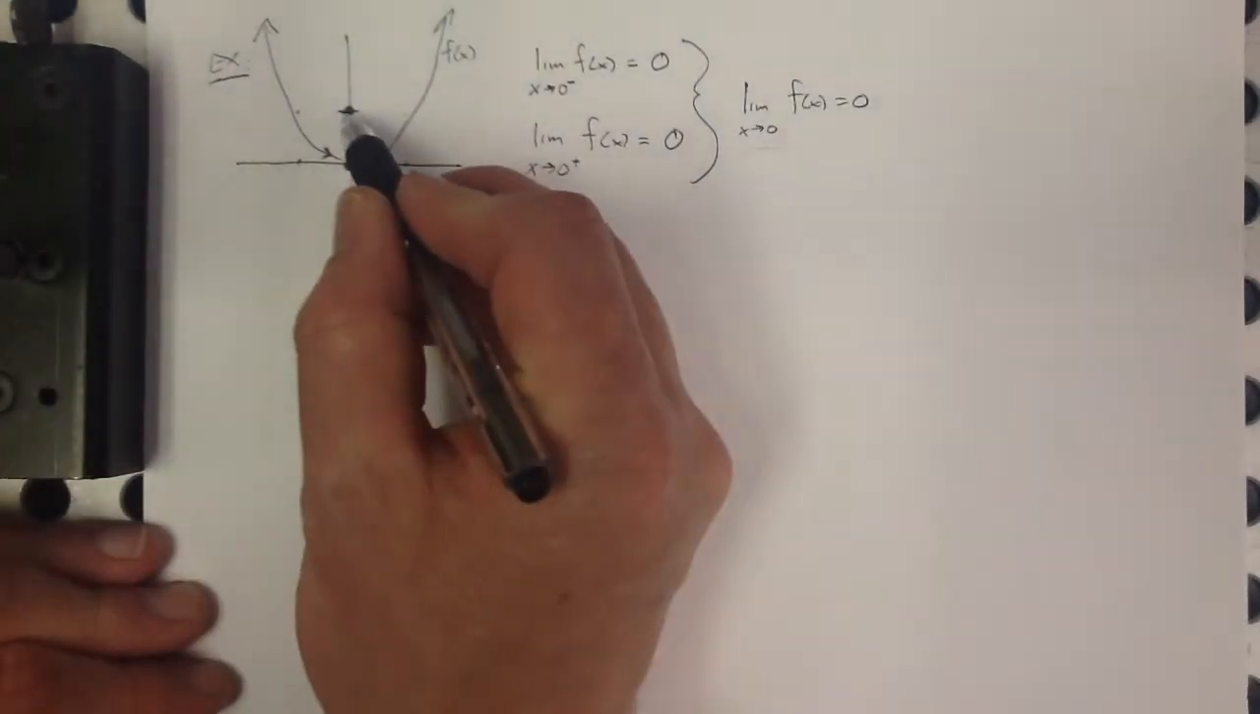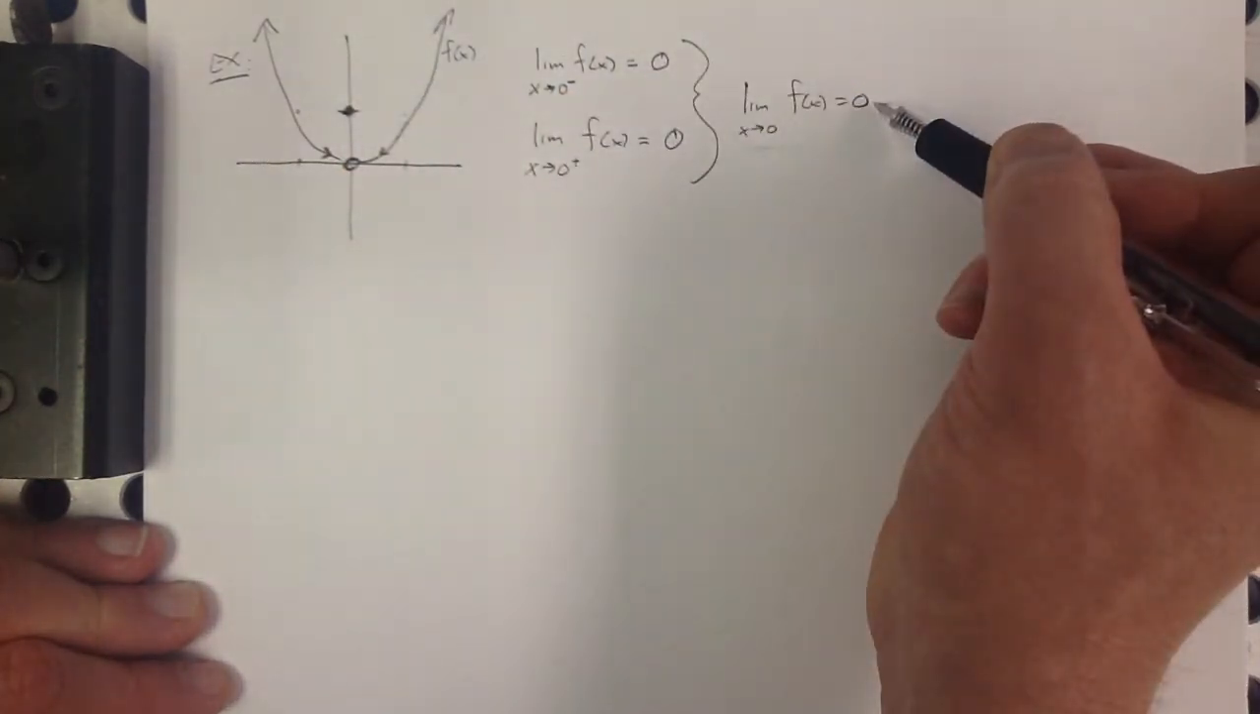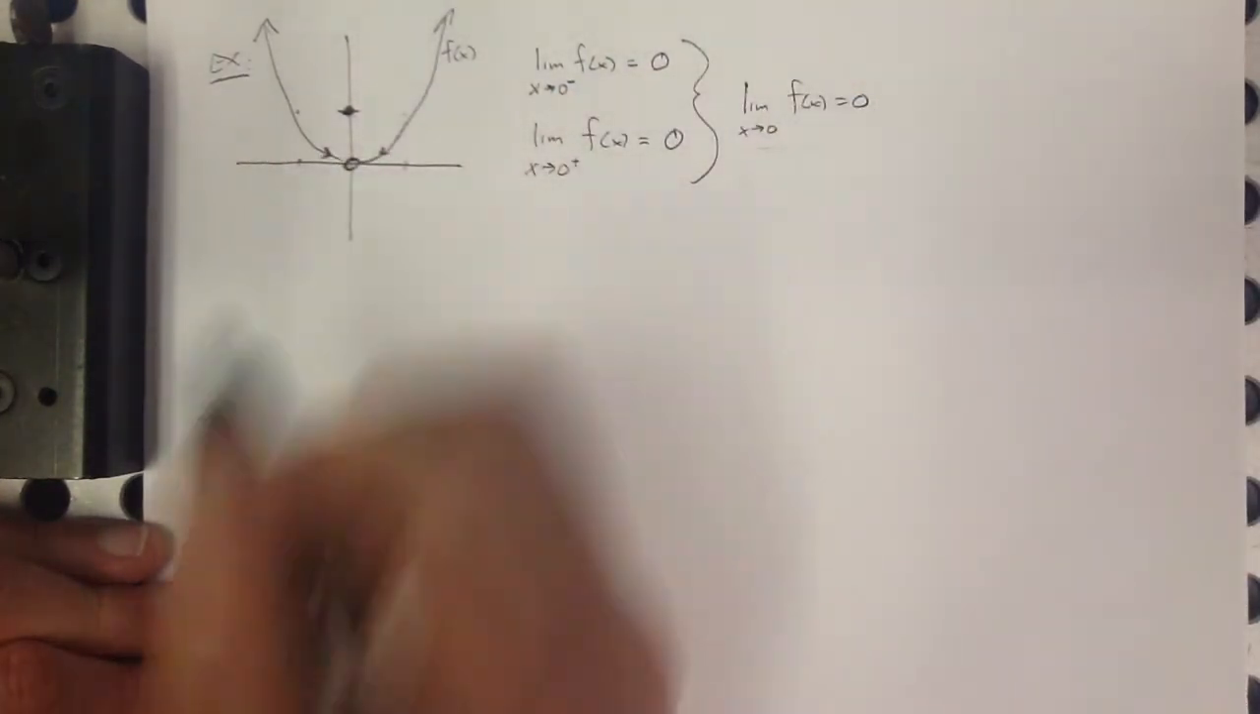And even though this point was actually at 0, 1, notice that none of these were about the 1. It was all about what we're getting closer and closer to.